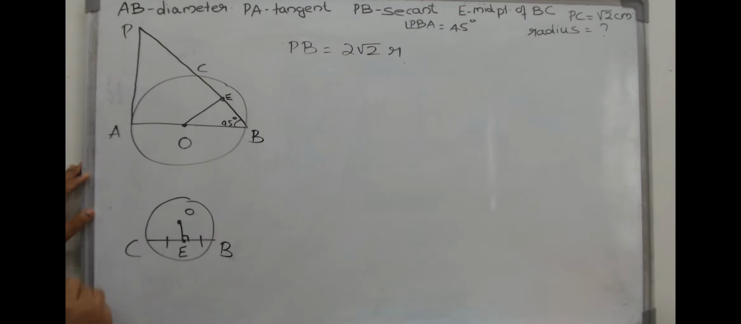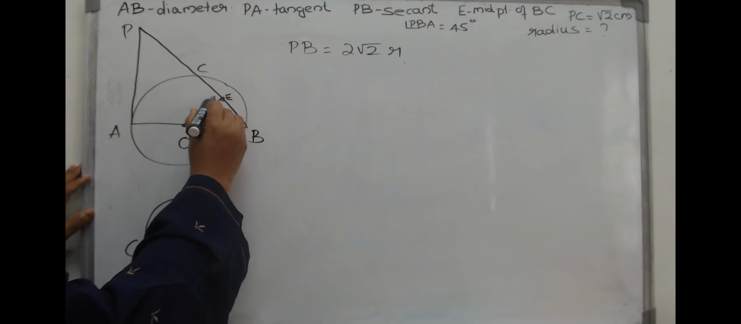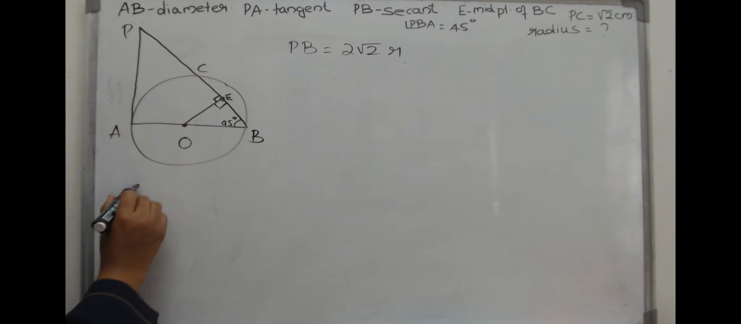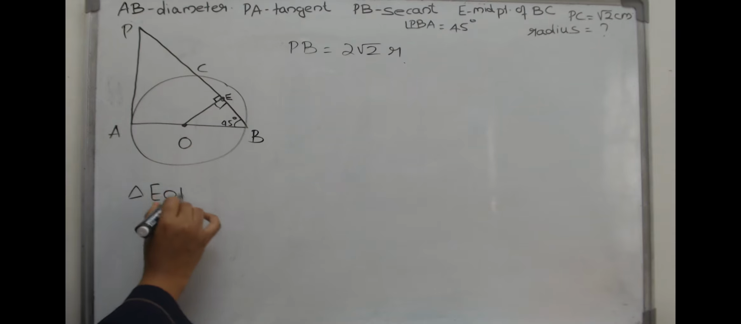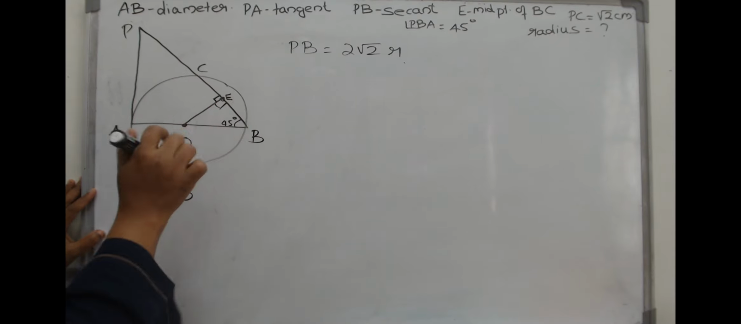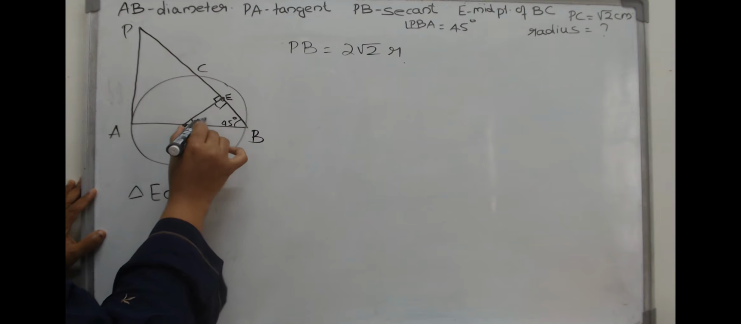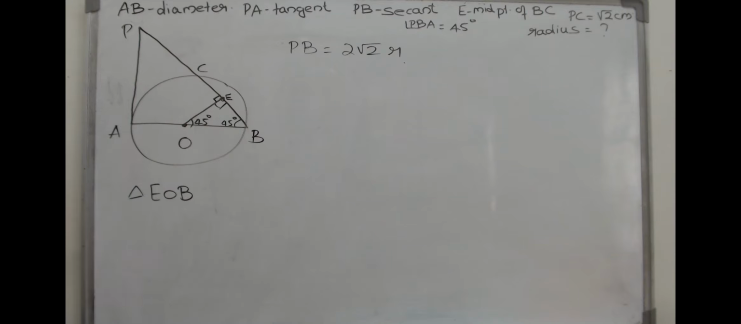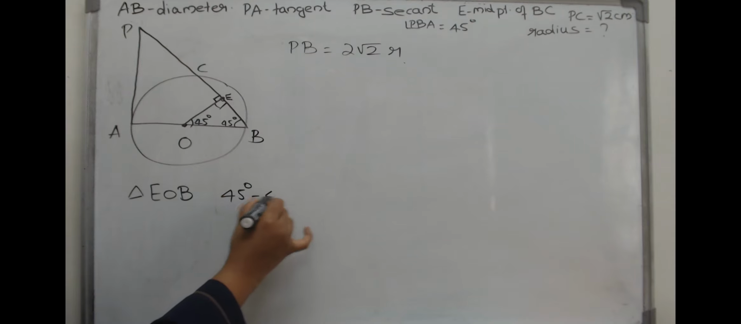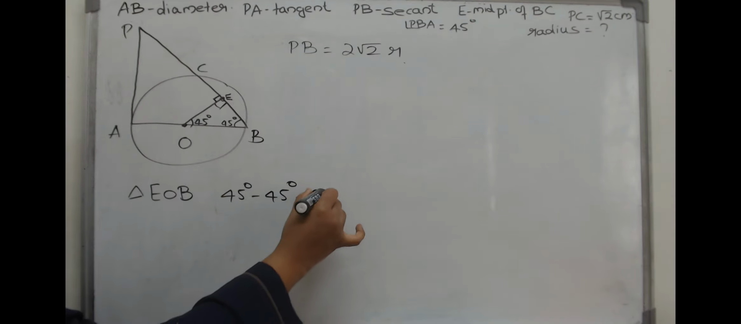Now we know that E is the midpoint, which means what? Here you have a right angle. Then what sort of a triangle is this EOB? It is a right triangle. Here you have 90 degrees. Here you have 45 degrees, which means what? The third angle is also going to be 45 degrees because the sum of angles of a triangle is 180 degrees. Then what sort of a triangle is it? It is a triangle with the angles 45, 45 and 90.